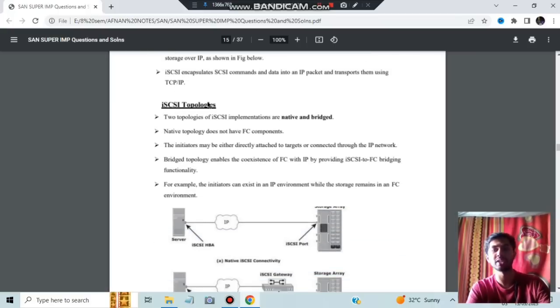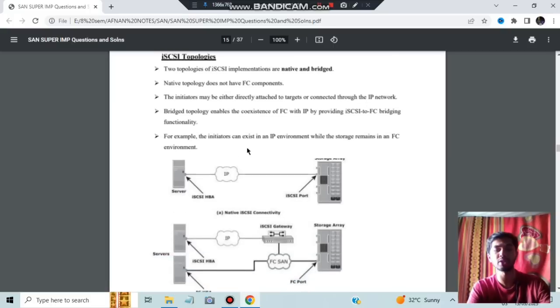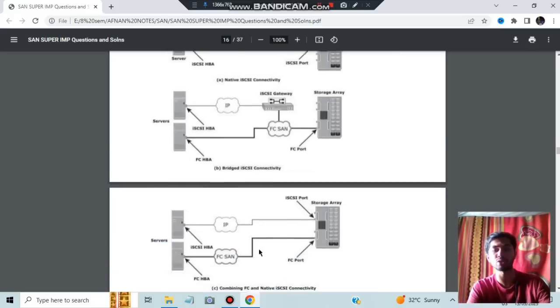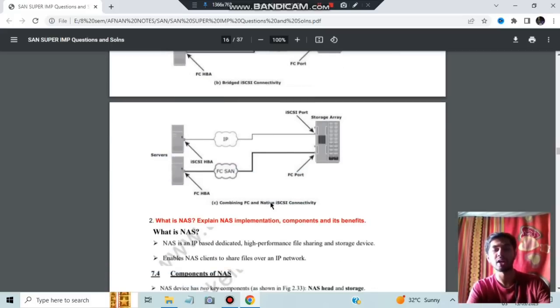Topologies: there are 2 types, native and bridged. In native, a direct connection is present. In bridged, we have FC SAN and IP here. The FC SAN will have a gateway present. So that is the difference between native connectivity and bridged connectivity. They can be mixed also, in which you will have both FC and the bridged.